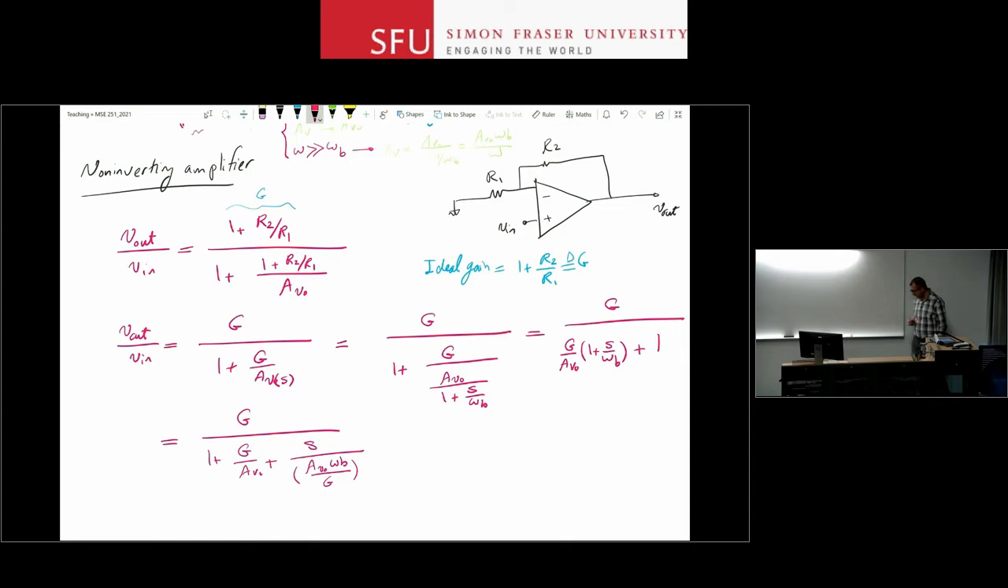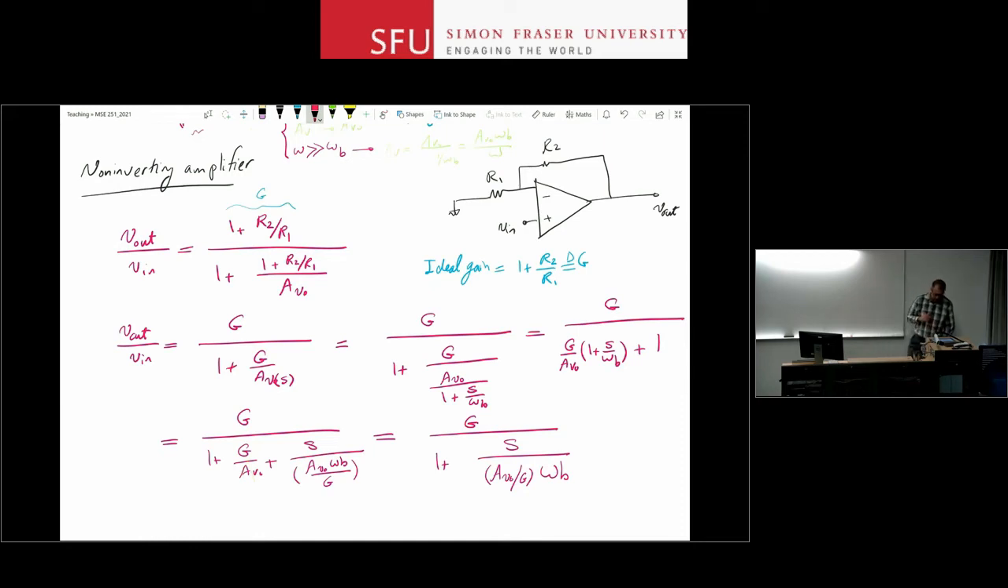Okay? And for now, let's assume that the DC gain that we're getting out of this circuit is much less than AV naught. So basically 1 plus R2 over R1 is much less than AV naught, meaning that I'm getting a gain of, let's say, 1,000 out of an op-amp that has an open loop gain of 1,000,000, right? So if that's the case, you can ignore this term here and come to a simpler expression. So it's going to be G over 1 plus S over AV naught divided by G times omega B. Okay?